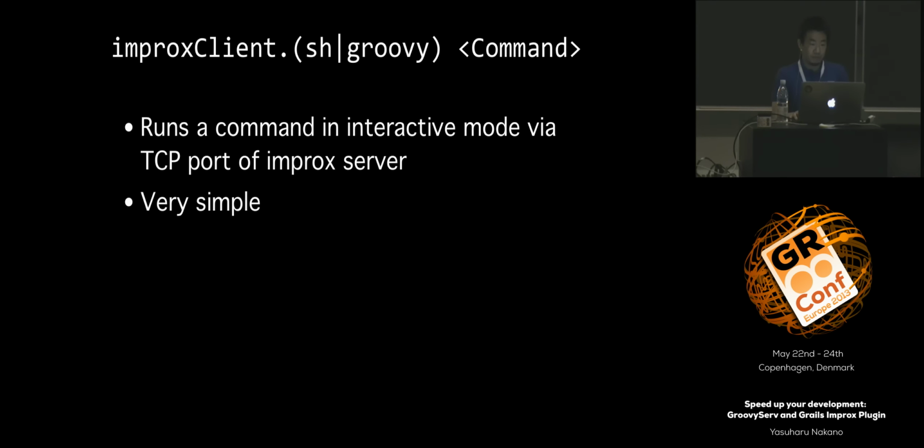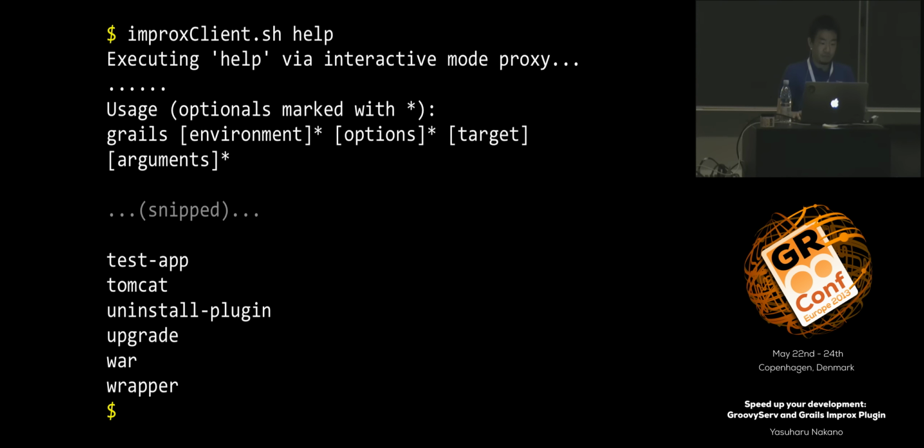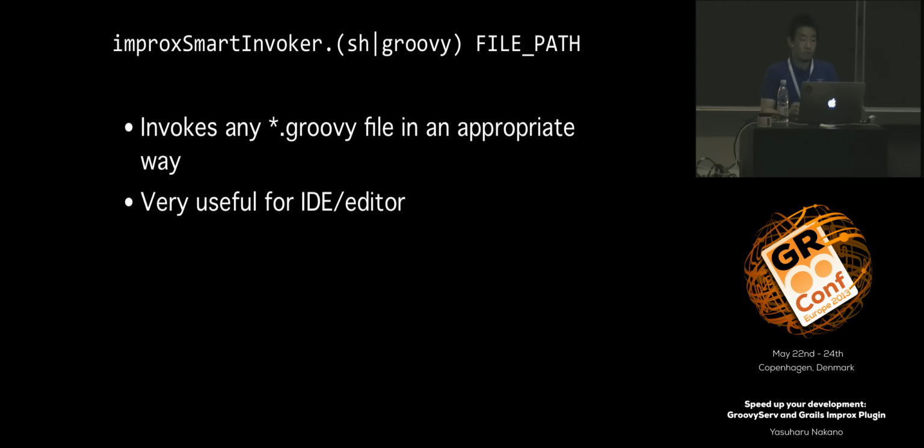Improx client requires a command line as an argument. It runs a command in interactive mode via TCP port on the Improx server. It's very simple, like this. And Improx Smart Invoker requires a file path, whose extension is Groovy. This invokes any Groovy file in an appropriate way. It's very handy for an IDE or editor.